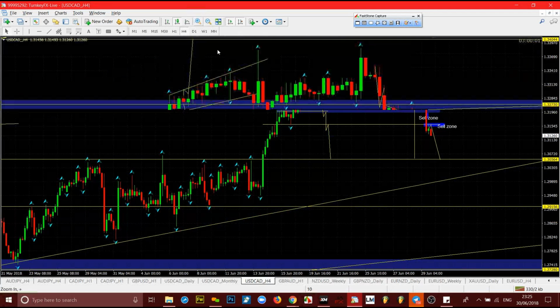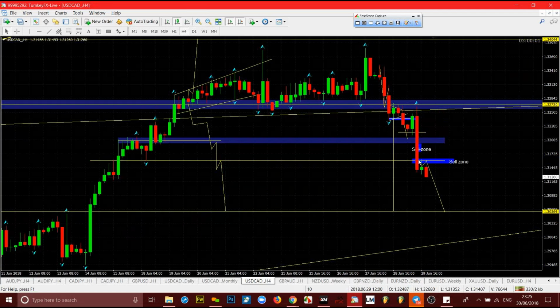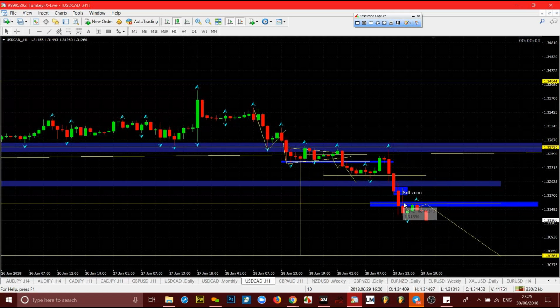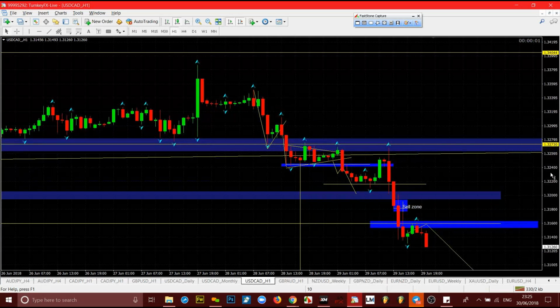So most of us got this move all the way down. Fantastic. This last one, we didn't catch this one that I created here. I think I took my TP around here. I target around here. So I created that sell zone for it before I left the market.